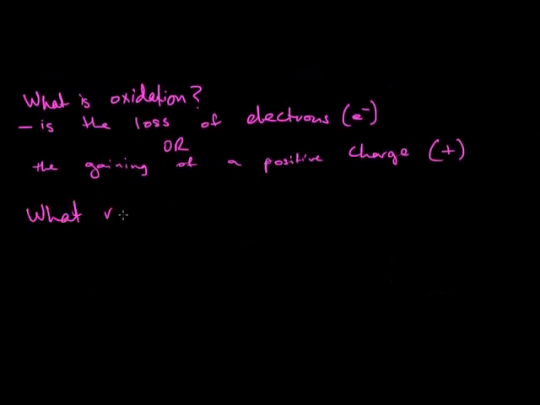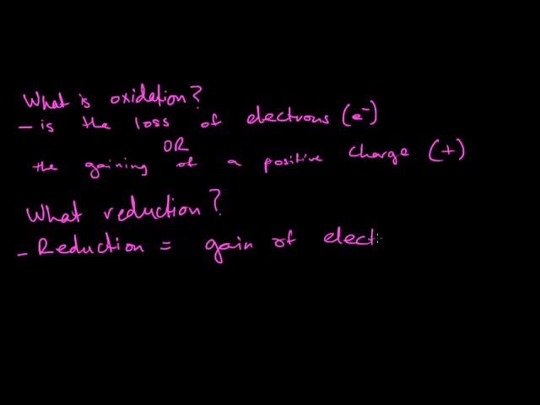Alternatively, we're going to discuss what reduction is. So what is reduction? Reduction is the gain of electrons. It's the opposite to oxidation. So the two key terms in here are: oxidation is loss and reduction is gain. They both have the same function. It's either losing or gaining electrons. That's all it is.